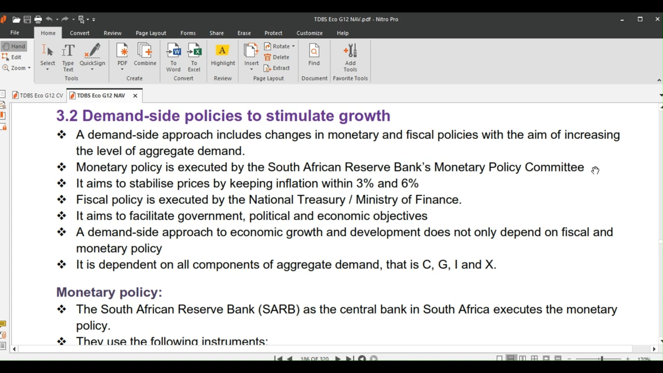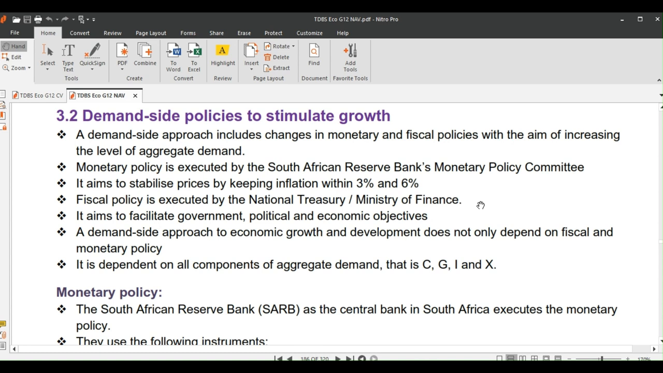The committee aims to stabilize prices by keeping inflation within 3-6%. Take note, we usually say the MPC instead of saying the committee. Please don't confuse it with marginal propensity to consume. We always write mpc for marginal propensity to consume in small letters and MPC for Monetary Policy Committee in capital letters. Moving on, the fiscal policy on the other hand is executed by the National Treasury or Ministry of Finance, led by the Finance Minister Enoch Godongwana.